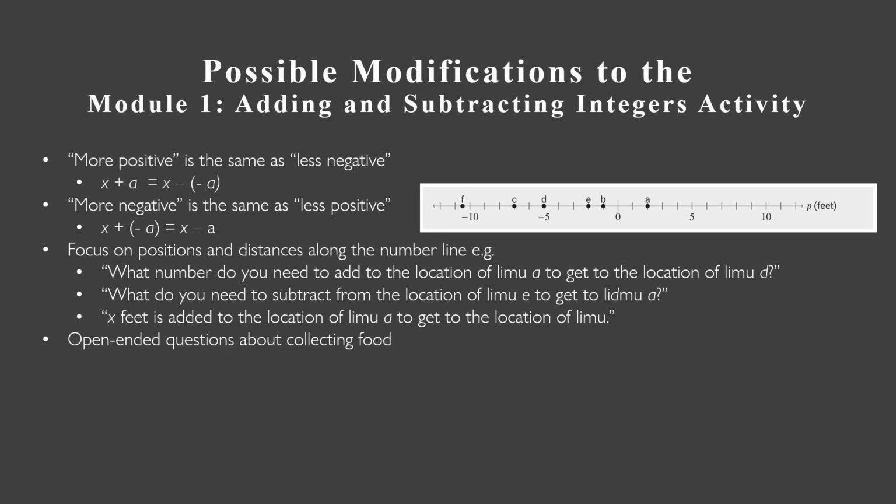We can also bring in some additional open-ended questions at the end of this assignment. For example, we can ask the students to imagine themselves on an uninhabited island and have the students work together and brainstorm a plan to collect enough food to eat.